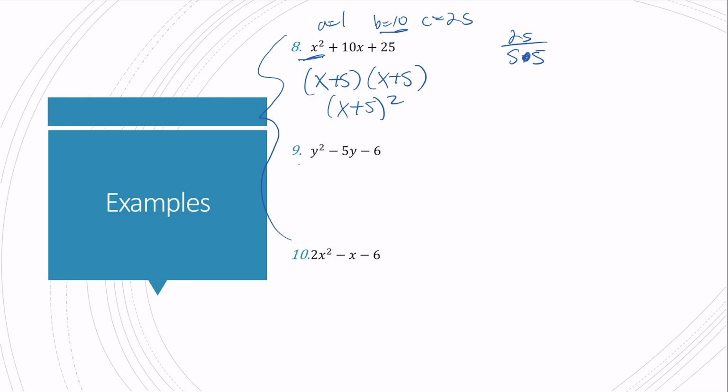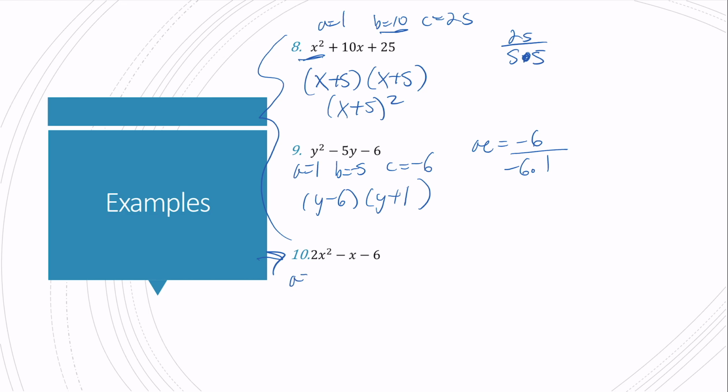For problem 9, again, my a is 1, b is negative 5, c is negative 6. And I say, okay, what are some factors of AC, which is negative 6, that add up to b, which is negative 5? How about negative 6 times 1? My a is 1, so I can write this as y minus 6 times y plus 1. This shortcut won't work for problem 10.